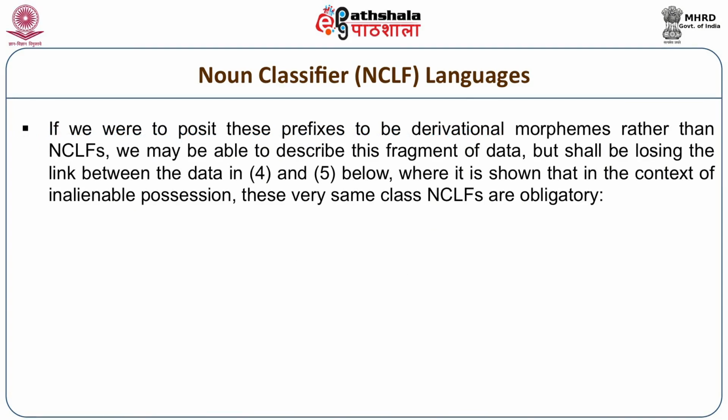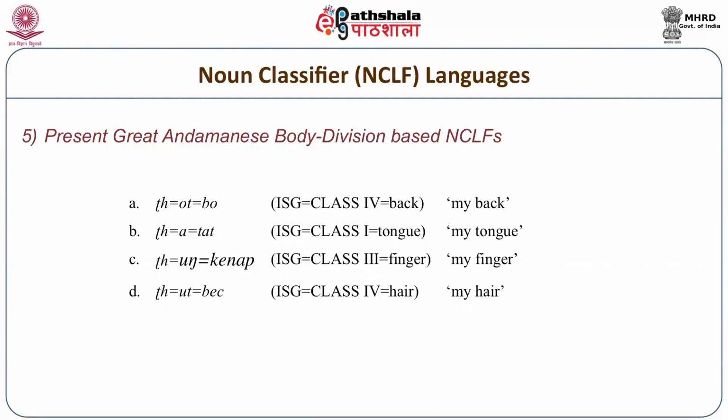If we were to posit these prefixes as derivational morphemes rather than noun classifiers, then perhaps we could describe this fragment of data, but then we would be losing the link that this is a highly productive process, because this system also occurs in the context of inalienable possessions. In such contexts, the noun classifiers are obligatory. So if you want to say my back, then you have to prefix back with the class marker for the body division part. And if you want to say my tongue, you have to prefix it with the class marker that is relevant for that body division part, etc.